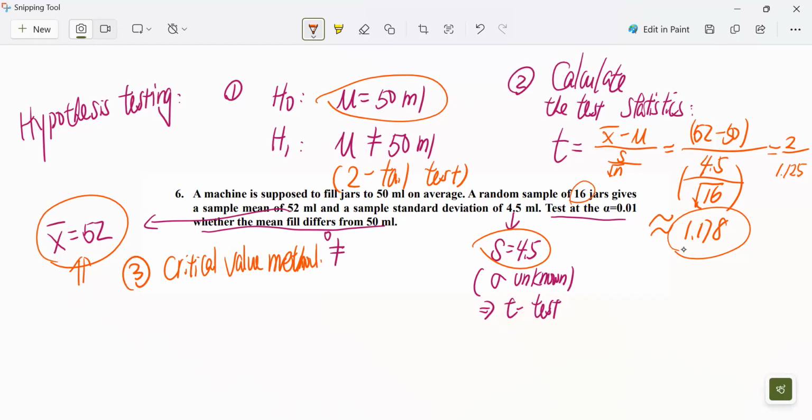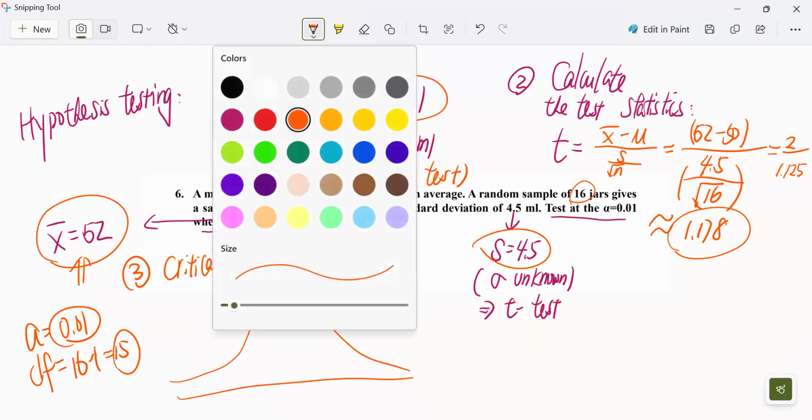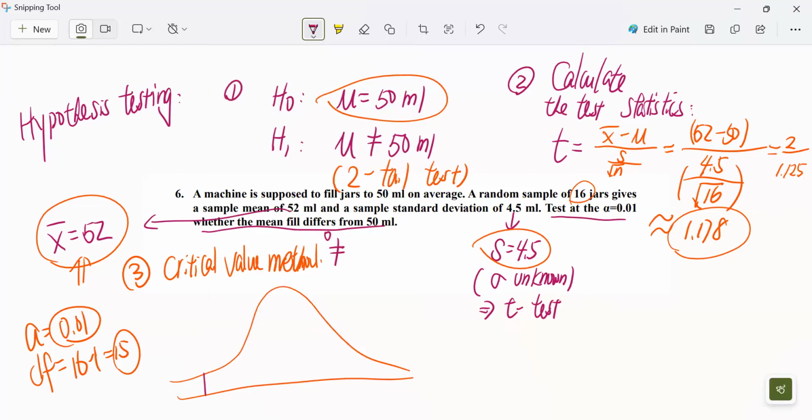The critical value is based on two things: alpha, which is 0.01, and the degree of freedom. The degree of freedom is 16 minus 1, which is 15. Based on those two, we get a critical t-score. So basically, we draw the bell curve. Now we're going to put the critical t-score on the curve.